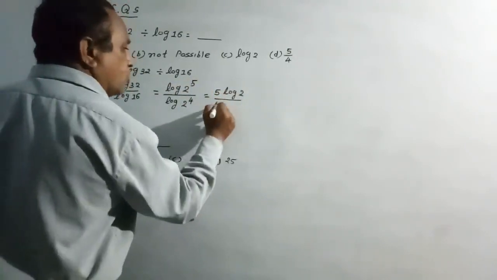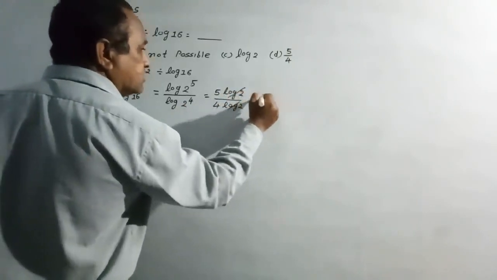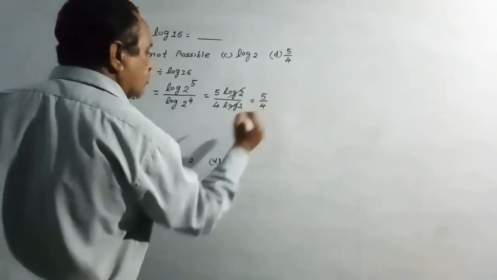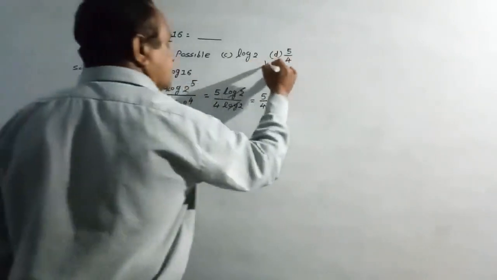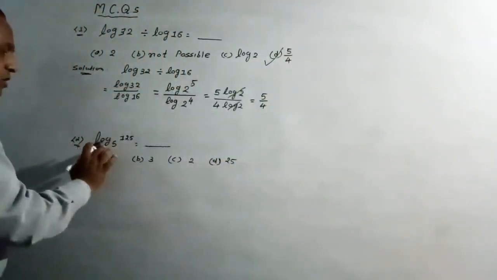by 4 log 2. Now log 2 cancels. Then the answer is 5 by 4. So your answer is 5 by 4.